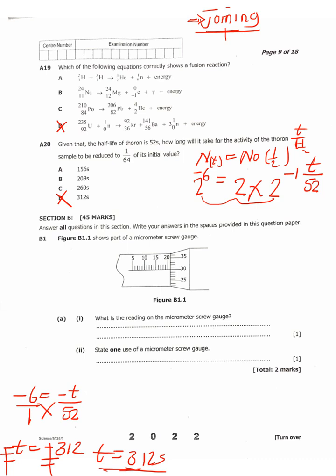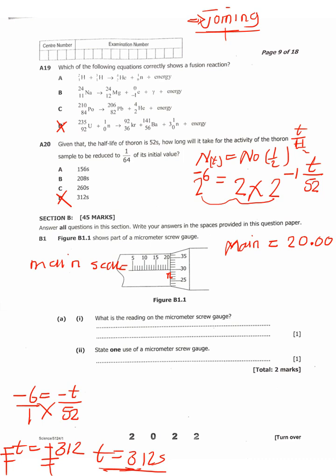Now, away from the first section, which is section A, let's dive into section B. The first question reads, figure B 1.1 shows part of a micrometer screw gauge. Then the first part, what is the reading on the micrometer screw gauge? So we begin with the main scale. So this is our main scale. We can see that the last number here is 20. So on the main scale we have 20, but we just say 20.00 millimeters.